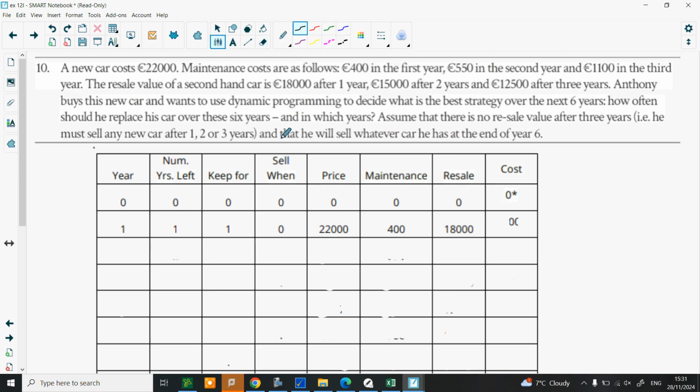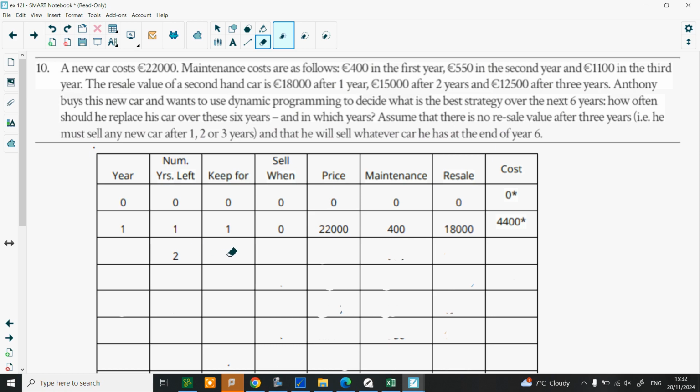Now here's what I want you to do. You add the 22,000 to the 400 to get 22,400, and then you take away the 18,000 that you get if you resell it. So how much money did you lose? You lost 4,400. Is that okay? Let's try again.